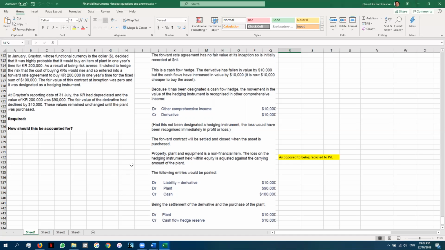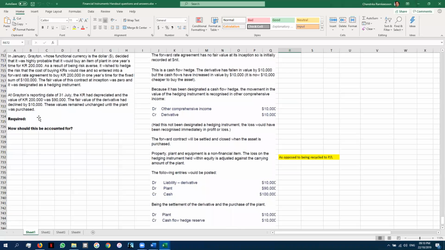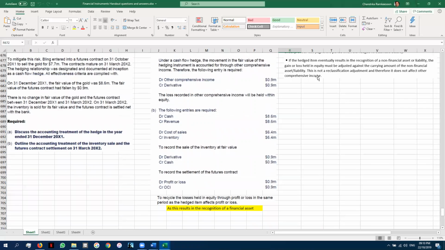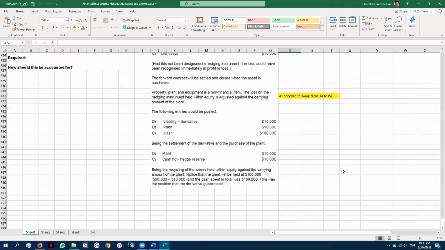The forward contract will be settled and closed when the asset is bought. Now, property, plant, and equipment is a non-financial item. Remember, you were told that they did in fact buy the equipment. Here, if the hedge item eventually results in the recognition of a non-financial asset or liability, we have to apply this thing here, which is what we are dealing with in this question. Property, plant, and equipment is a non-financial item. The loss on the hedging instrument held within equity is adjusted against the carrying amount of the plant, as opposed to being recycled to P&L as we saw in the previous example.